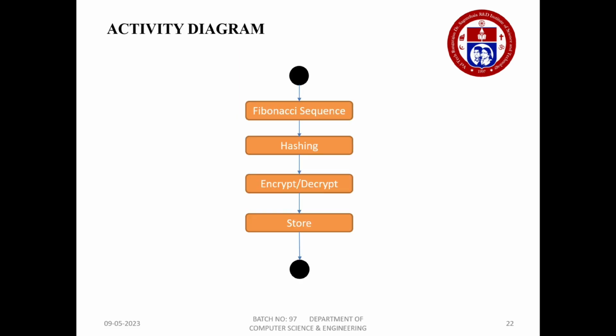Here, the total activity of the program has been displayed in simplified format. So we have Fibonacci sequence generation, which is the first step. Hash is the second step, followed by either encryption or decryption chosen by the user. For encryption, we will have to import plain text. For decryption, we will have to import ciphertext. Then after carrying out the proper encryption or decryption, the output will be stored. This will result in the termination of the program. Thus, this is the total activities carried out by the program.